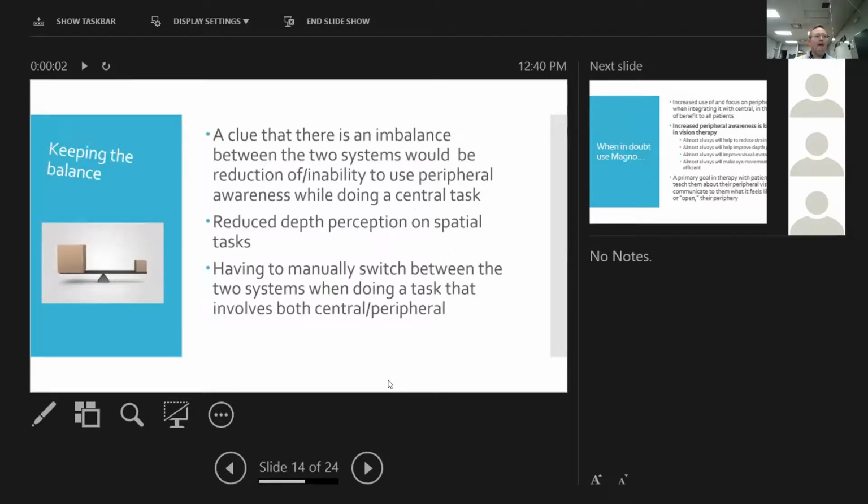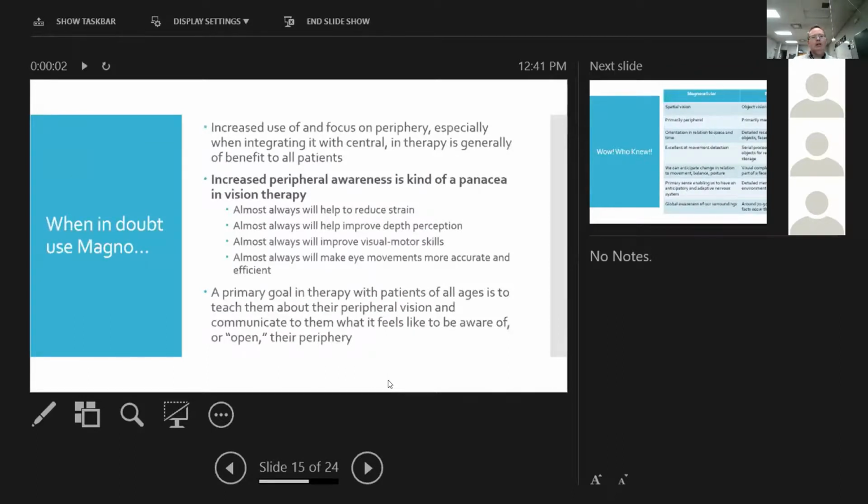A clue that there's an imbalance, okay? If you have somebody that has a reduction in depth perception or has very poor spatial tasks, then you probably have somebody that doesn't have good magno, right? If they're having to kind of manually switch between the two systems, right? When you ask them to look at a central target, they ignore their periphery, or if you're doing peripheral targets, they ignore the central, then there's probably a balance that is not being kept.